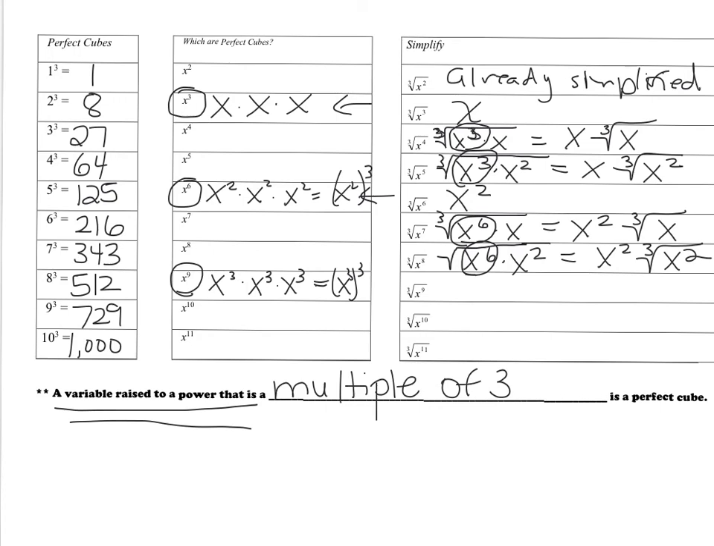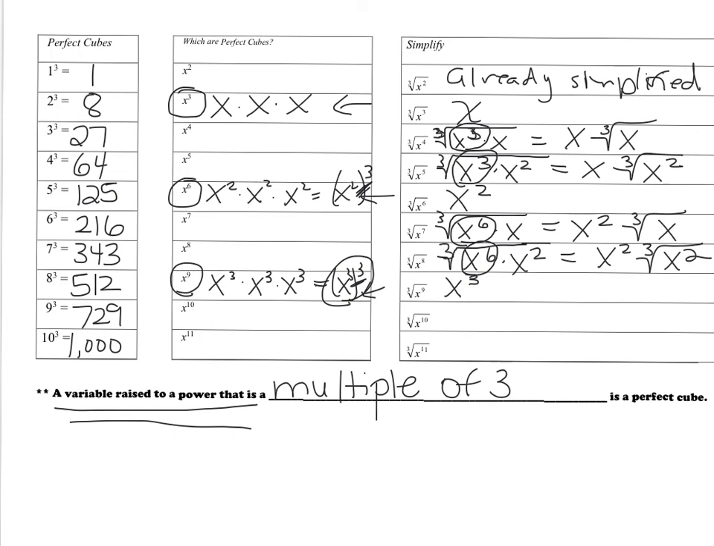Now, the cube root of x to the 9th. That's a perfect cube. Because 9 is divisible by 3, we get x to the 3rd. Another reason, if you think about it, when we're cubing something, we're multiplying the exponents. That's why it's always multiples of 3, right? So if we're finding the cube root, we're just dividing the exponent by 3. That's it.